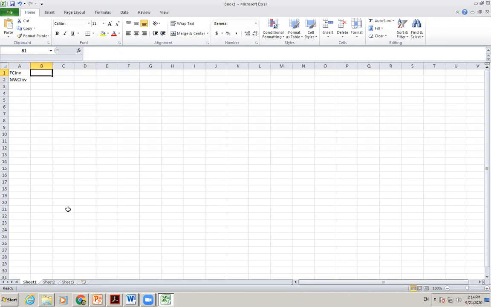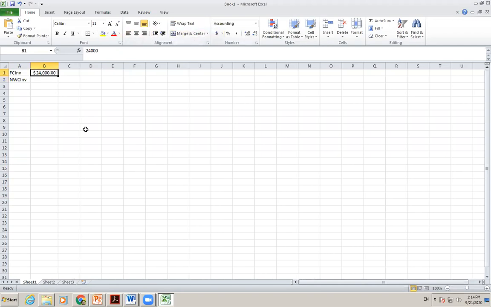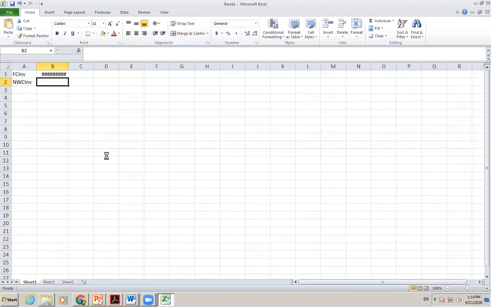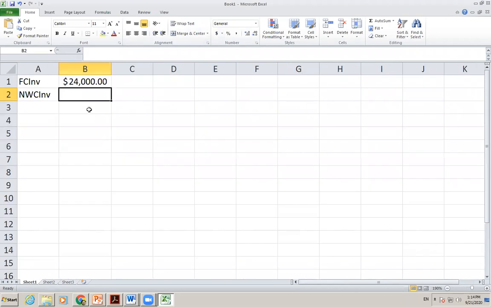And we said the fixed capital investment, the new one that we buy, the price is $24,000. This is how much money we spend, $24,000. Okay, this is our cost. Let me dollarize it, and let me make it bigger. Net working capital investment: our net working capital is increased by $3,000. It increased by $3,000, as has been said.